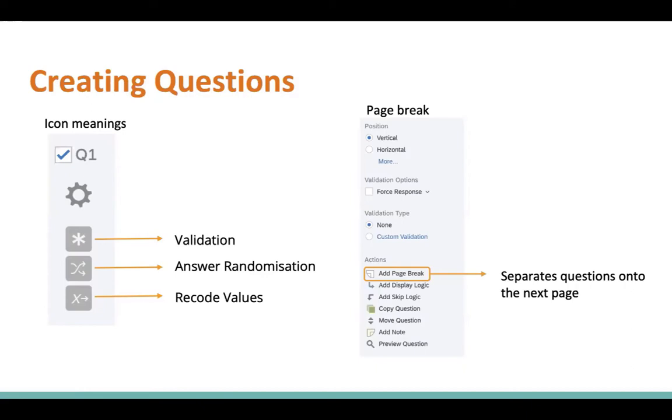And if you want to separate questions onto the next page to make things easier for your respondent, or just to make your questionnaire look less long, all you have to do is go to the panel on the right of your question and click on Add Page Break under Actions.